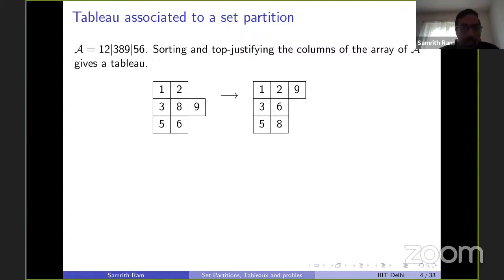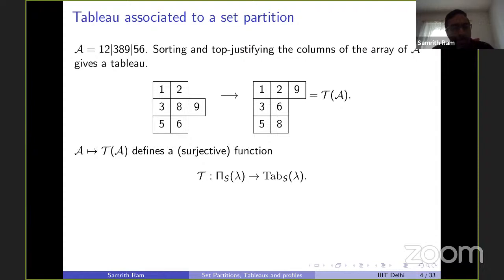So this operation associates a tableau to each set partition. We'll denote that by T_A, the tableau corresponding to the set partition A. If the set partition has shape lambda, then the shape is preserved. So if you start with a set partition in Pi_S lambda, then you obtain a tableau in Tab_S lambda. Moreover, this map is surjective, because given any tableau of shape lambda, you could simply look at the set partition whose blocks are the rows of that tableau. So that is clearly a surjective function.